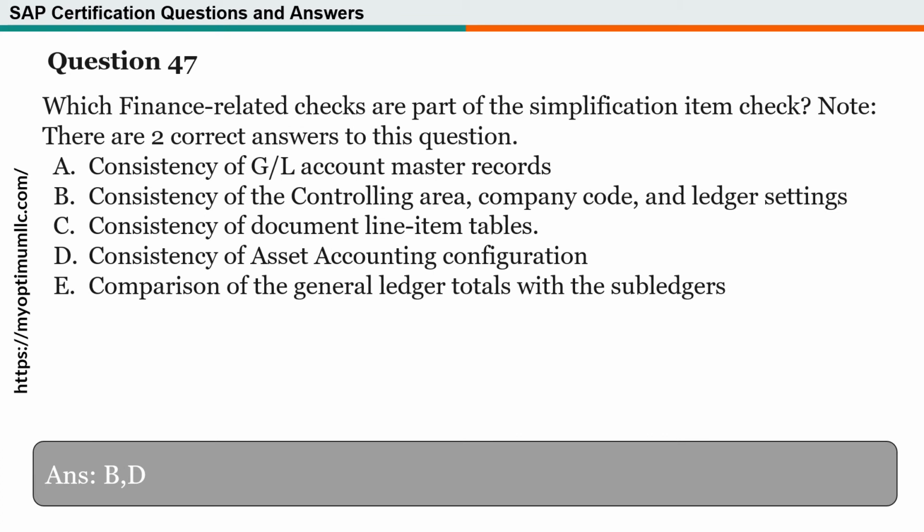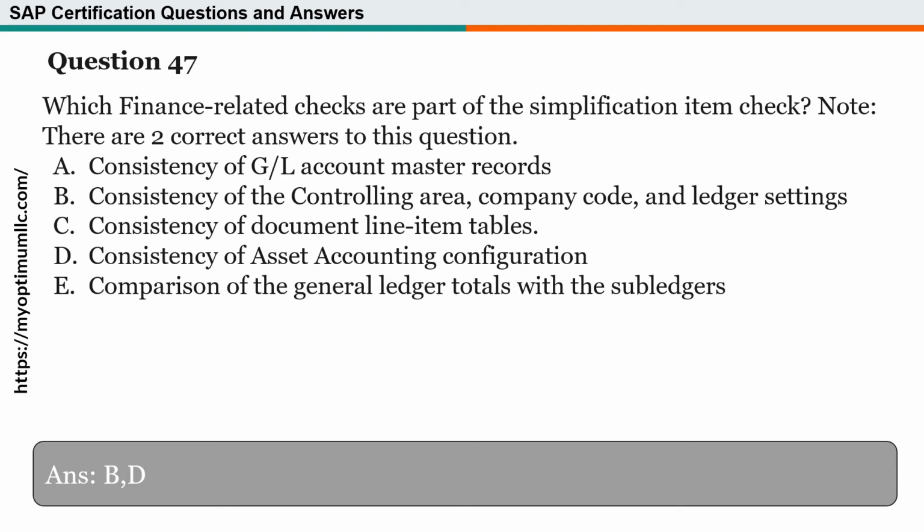Question 47. Which finance-related checks are part of the simplification item check? Note, there are two correct answers to this question. A. Consistency of G/L account master records. B. Consistency of the controlling area, company code, and ledger settings. C. Consistency of document line item tables. D. Consistency of asset accounting configuration.